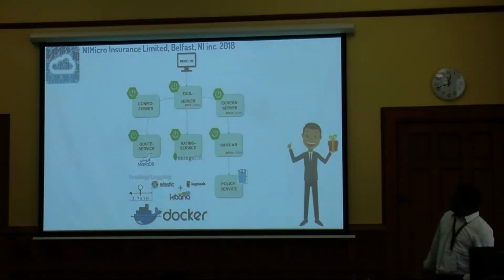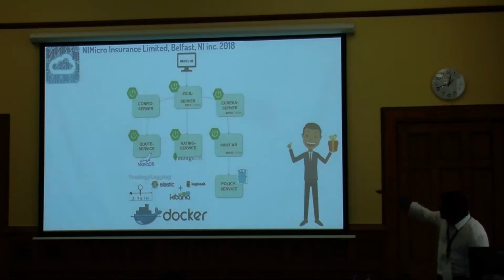So now this is what we will achieve. This is the demo I'm going to show you, but this is the one that we are going to discuss now. REST UI at the top, and then there are 3 services where I have a quote service, a rating service, a sidecar which we'll call the policy service, and then for the tracing or logging we'll use a Zipkin and an ELK stack.